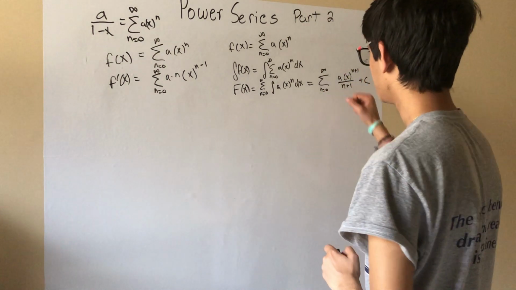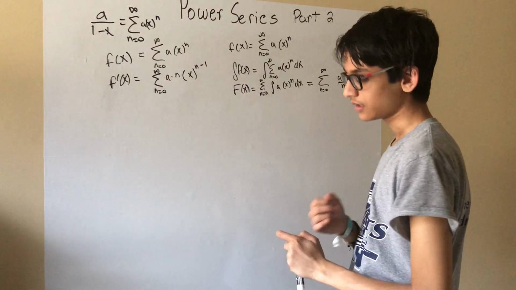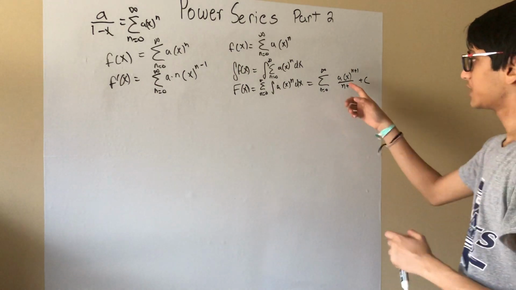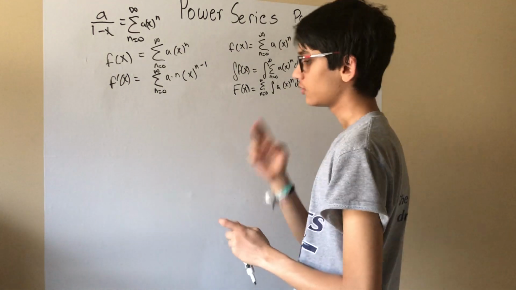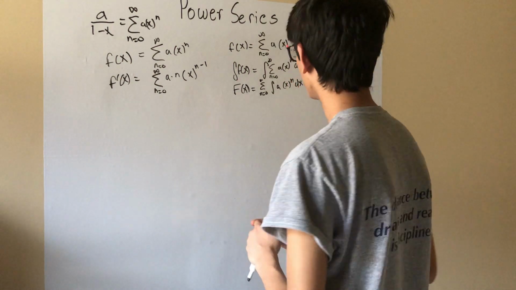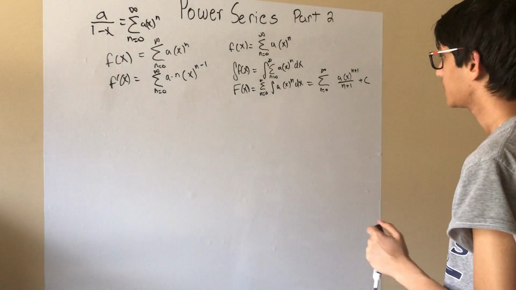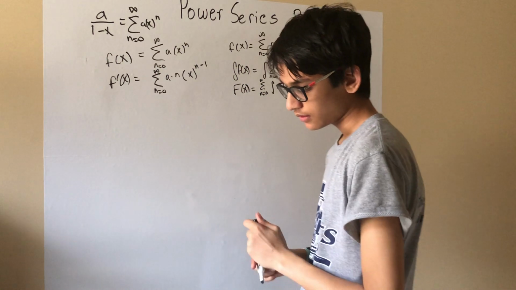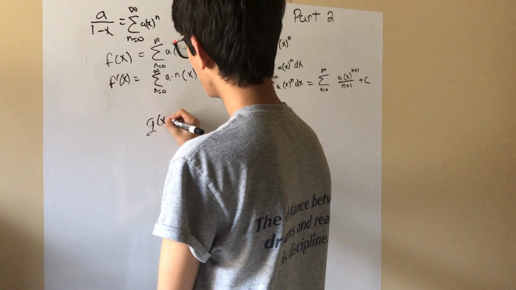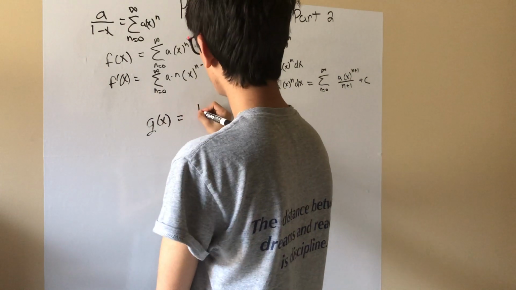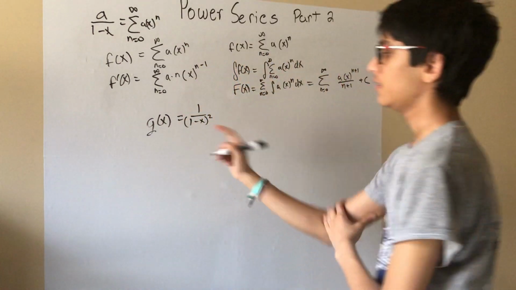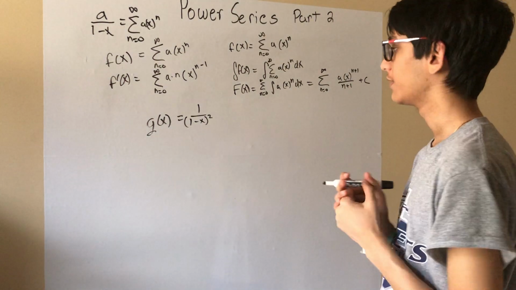Right, and then this doesn't always have to be just x, it can be x minus a, it could be whatever. Right, because it doesn't always have to be centered at 0. So now let's move on to a problem where we can apply this. So given that g of x equals 1 over 1 minus x whole squared, let's find the power series of this.